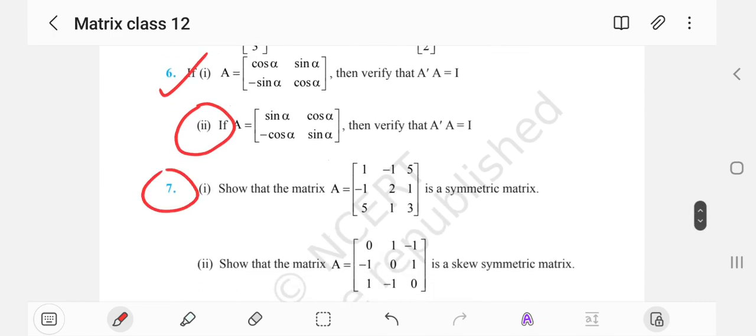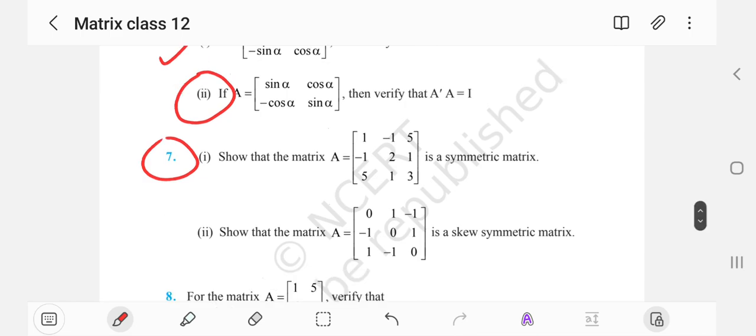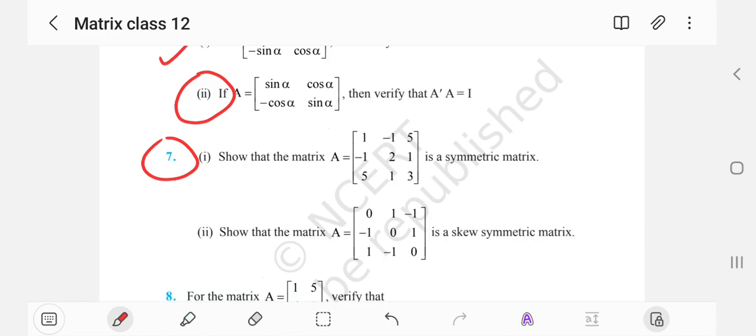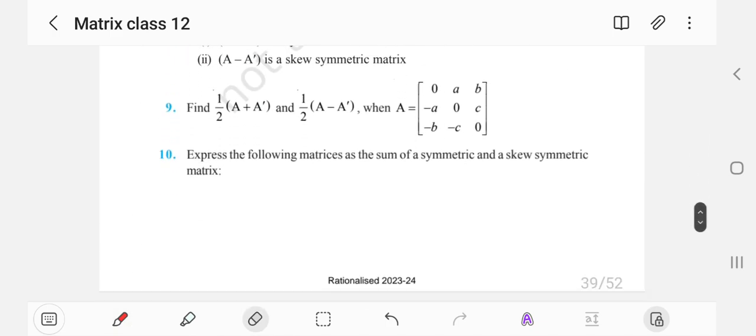Now let's move ahead to question number 7. In question number 7, we have to show that the matrix A is a symmetric matrix. And in part B we have to show that this matrix is a skew symmetric matrix. Now if we apply our trick, then we can know in advance that this is going to be a symmetric matrix. But here we have to show it. How will we show it? We know that while showing a symmetric matrix, we are supposed to show that A transpose is equal to A, right? So first quickly find the A transpose.